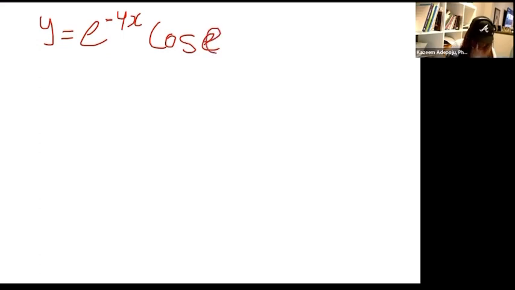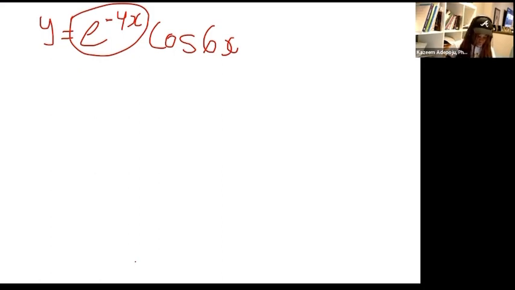So if they give us y equals e to the power -4x, times cos 6x. Oh, that was a mistake. And give us 6x. So what we're going to do is first differentiate this right here, because we see that it's 2x, so that means it's going to be a product rule.